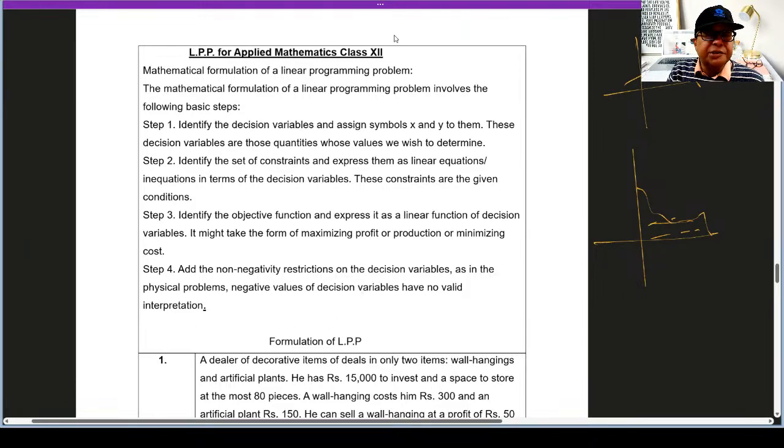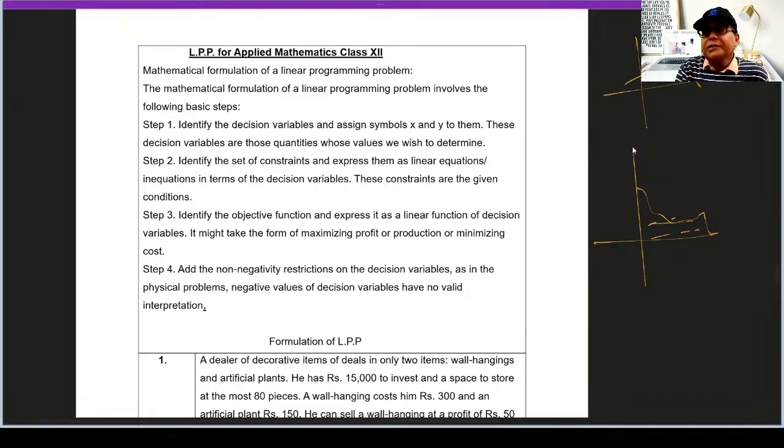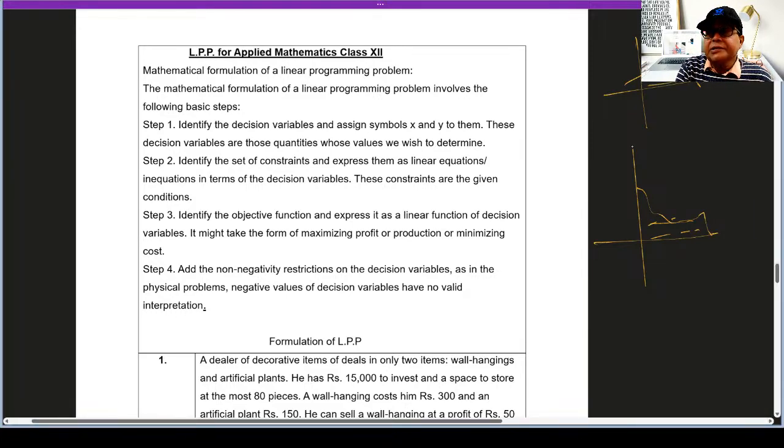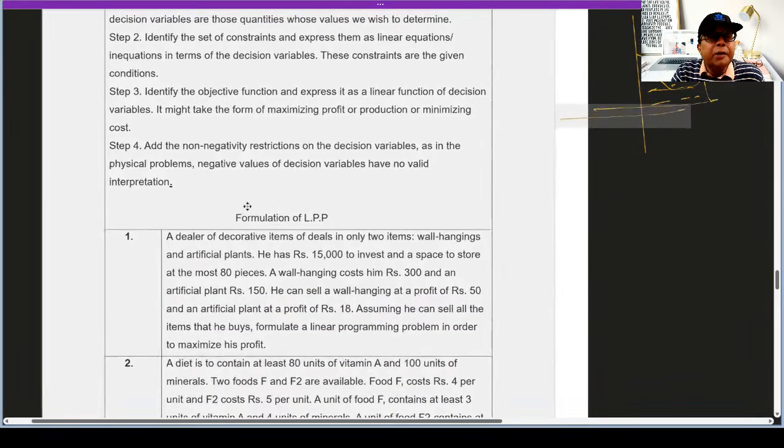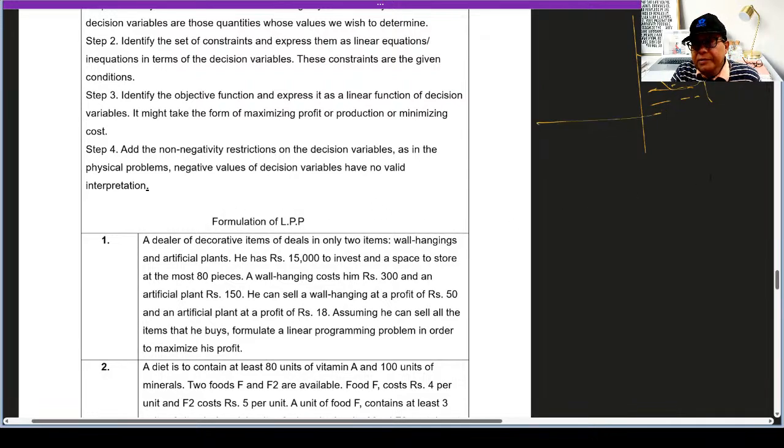So you have to draw the region by seeing all the non-negative restrictions on the decision variables, and negative values you don't take, so the solution will always be in the first quadrant. It's like this. You never go to any other quadrant because of non-negative values. Now this is the time to do some standard problems from LPP. Let us start with the formulation of LPP first.